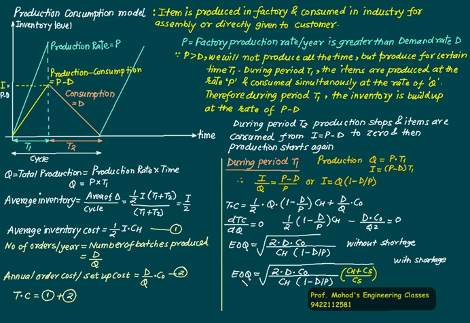Economic order quantity with the same production consumption but with shortage, we will use the same formula, only thing that we will multiply it by CH plus CS upon CS, where CS is called as shortage cost. So this is with shortage and this is without shortage.